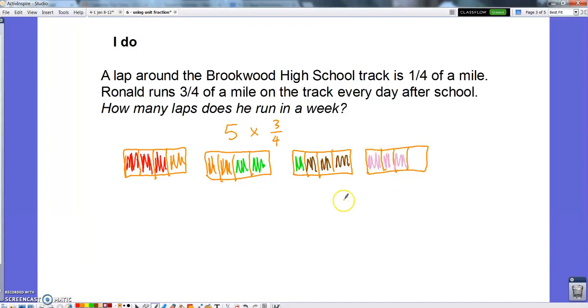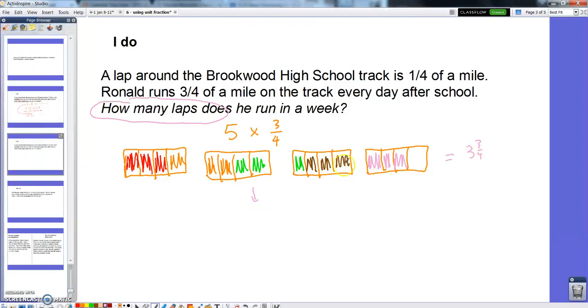And what we always did with that is we said, okay, well, that means he ran 3 3/4 miles, which is true, but it's not the question. The question is, how many laps does he run in a week? So when I look at this visual model I drew for 5 times 3/4, I can look at that and say, well, this model really also shows me another problem.